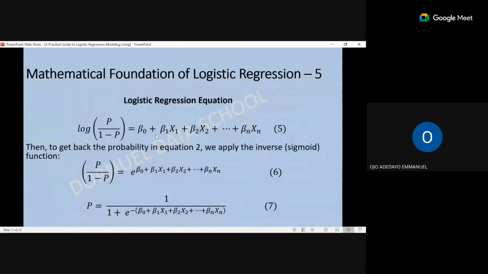Those parameters, beta 1, beta 2, are called weights in machine learning. If you hear the word weight, we don't talk about parameters in machine learning, we call them weights. So all those parameters, the beta naught, beta 1, beta 2, are called weights. Those are the things that we're going to be interpreting.